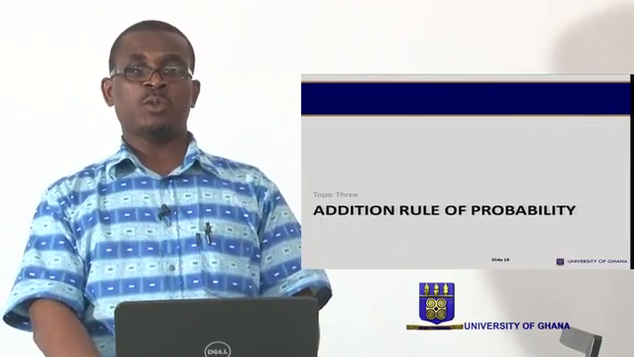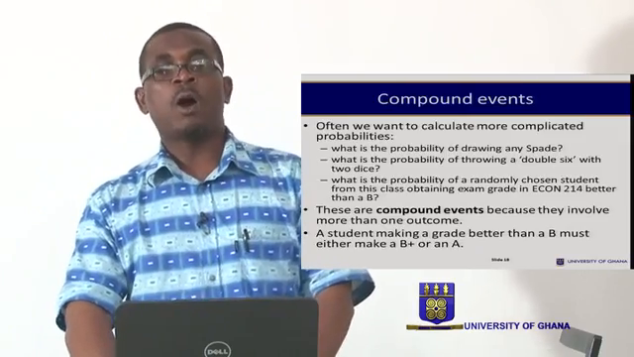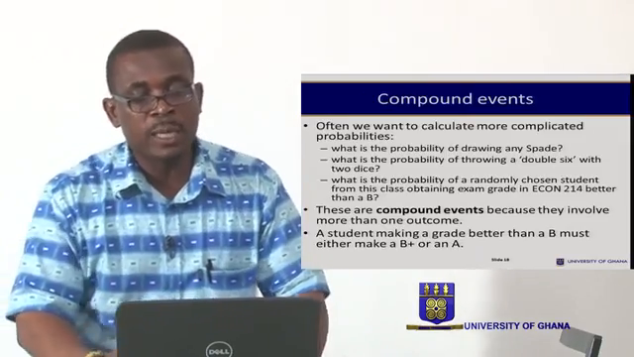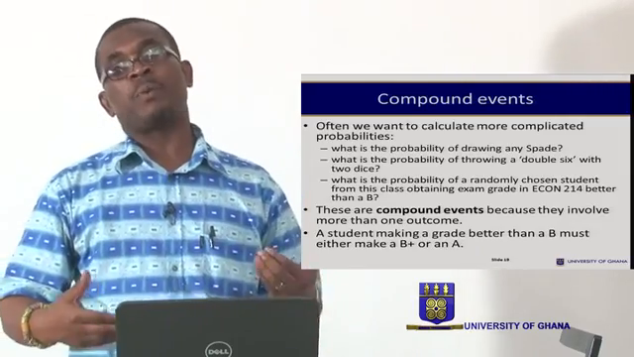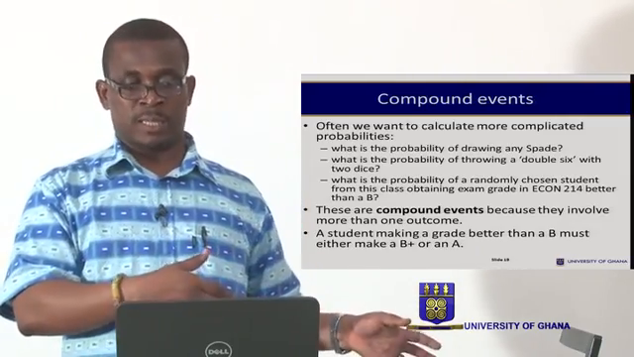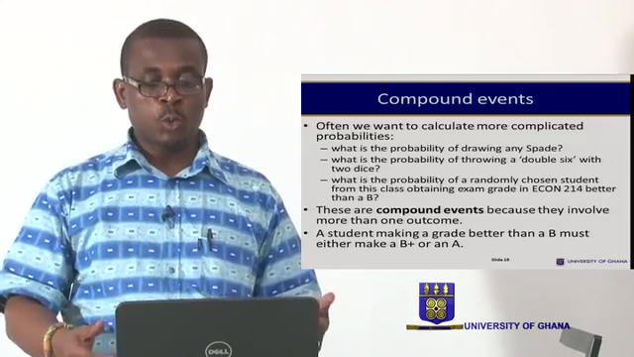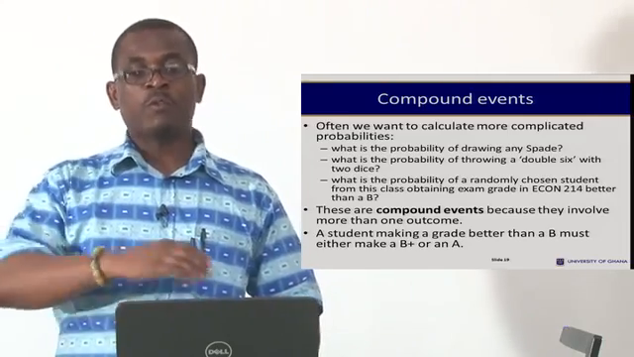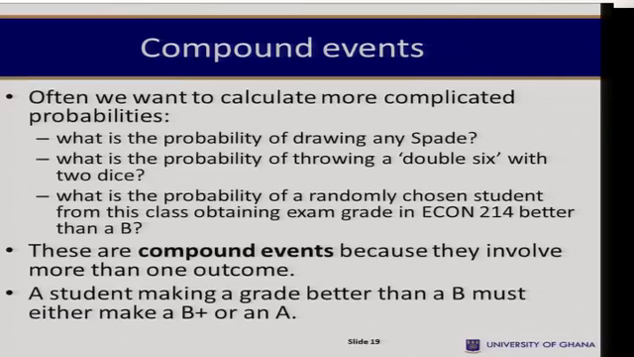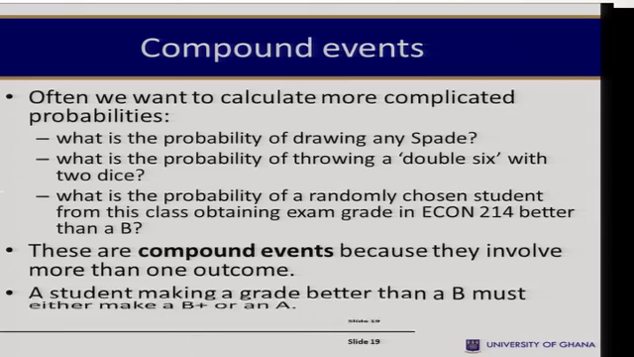Now let's look at the addition rule of probability. Often we are interested in calculating more complicated probabilities than what we've just illustrated. For example, you want to know the probability of drawing any spade, or the probability of throwing a double 6 with 2 dice, or the probability of a randomly chosen student from this class obtaining an exam grade in Econ 214 better than a B. These are more complex events.